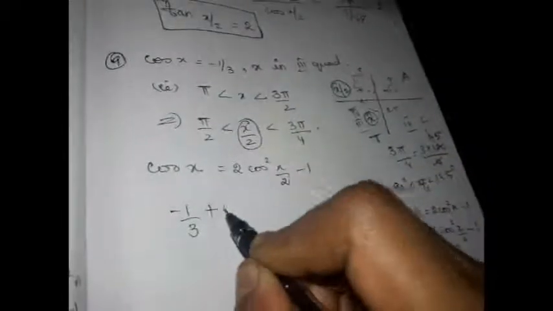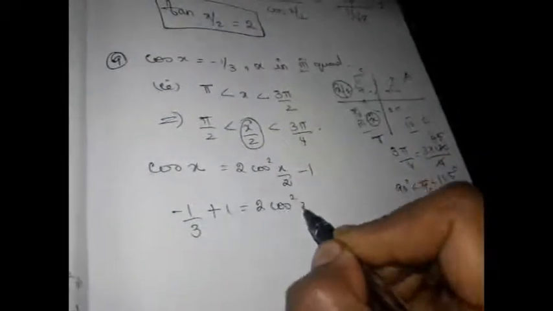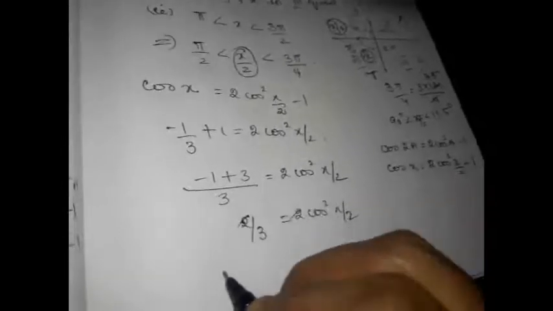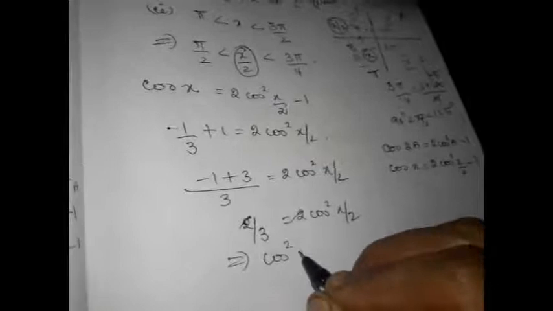Cos x is minus 1 by 3, plus 1 equals 2 cos square x by 2. Take LCM, 3 is your LCM, minus 1 plus 3, which is 2 by 3, equals 2 cos square x by 2. 2 will get cancelled. So this implies cos square x by 2 equals 1 by 3. So this implies cos x by 2 is square root of 1 by 3.